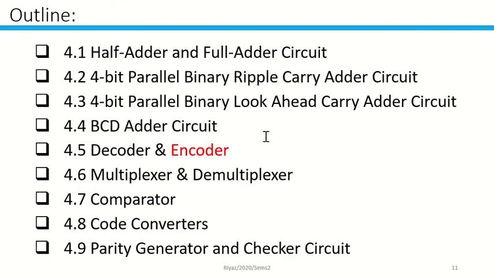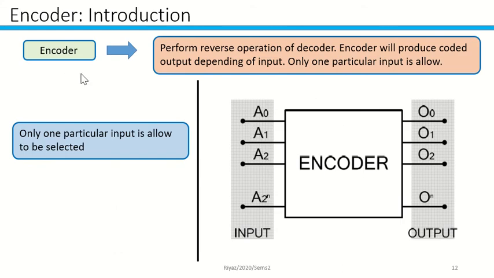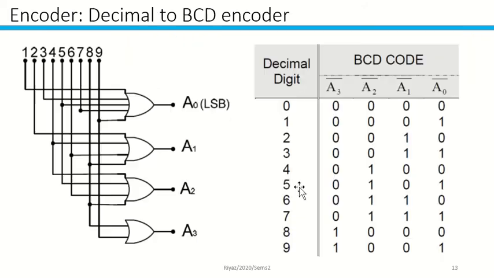Okay, now we're going to the encoder. Just now you already decoded the code. Now we're going to encode. That means you are doing the reverse now. So for the encoder, you perform a reverse operation of the decoder. The encoder will produce a coded output. Just now it was not coded, it was just directly your output, but now we're going to have a code. Only one particular input is allowed at a certain time.